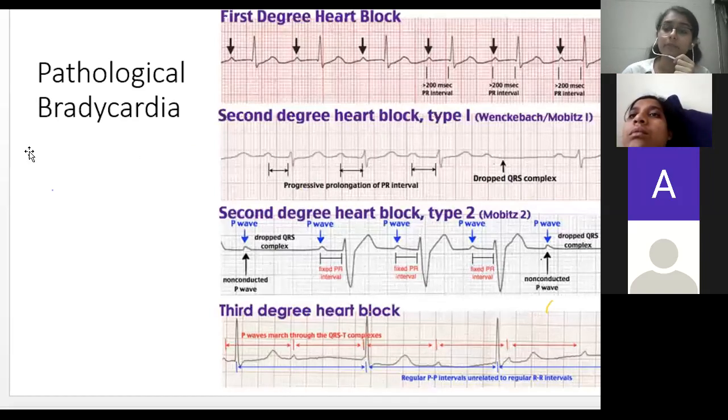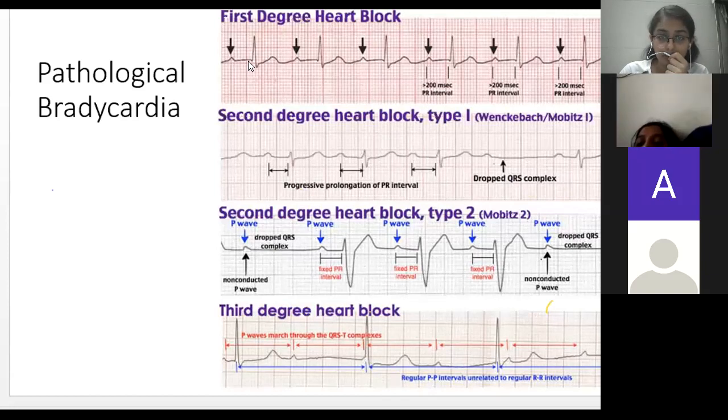So how do you determine the three different types of heart blocks as seen in the ECG? There are three kinds of heart blocks: first degree, second degree. Second degree is further divided into two types, and then there is third degree heart block. The first degree heart block is determined by successive increase in PR interval. If you see here, P wave, and this is the PR interval. Just show. This is the P.